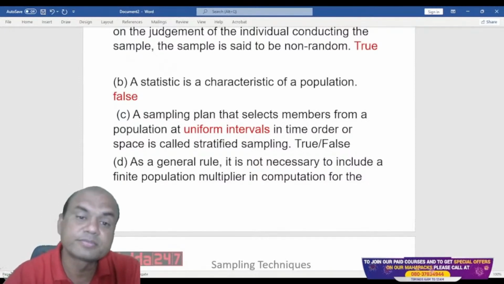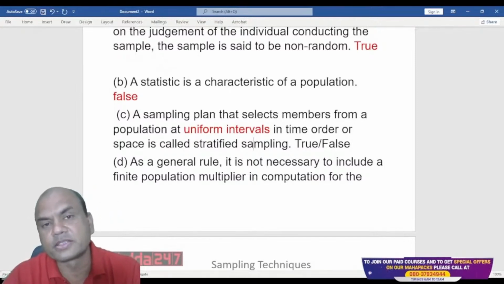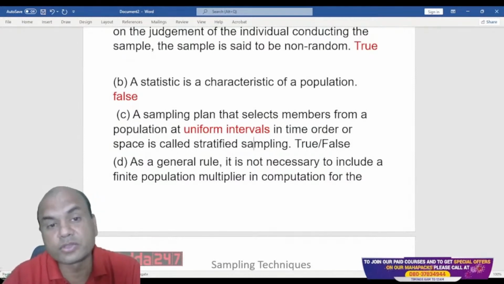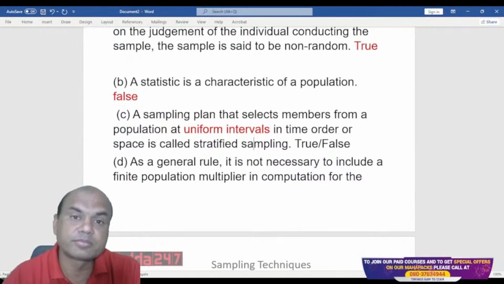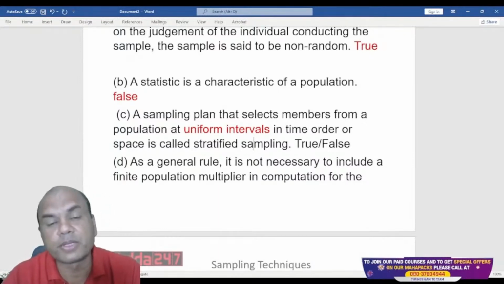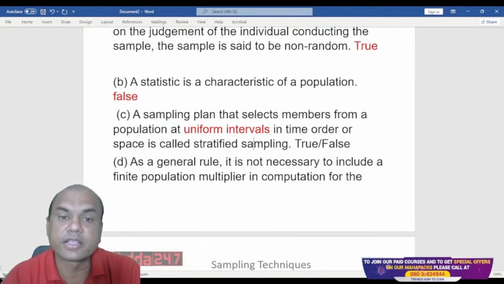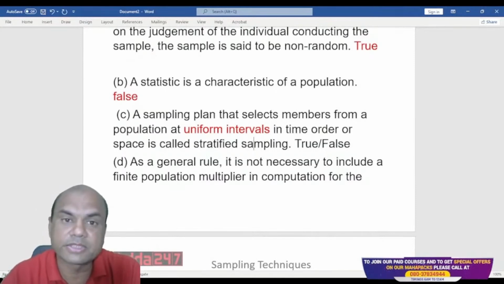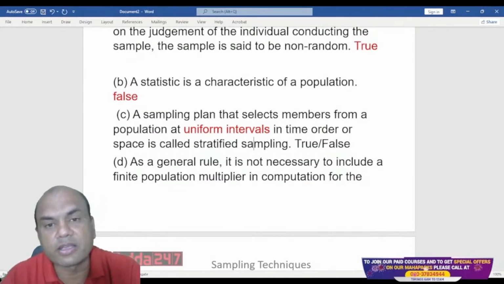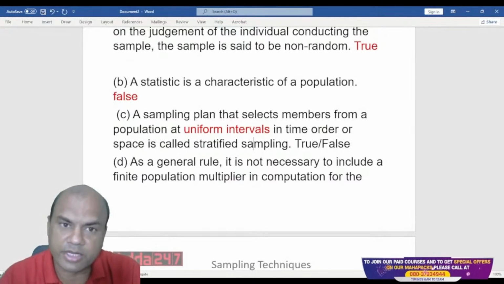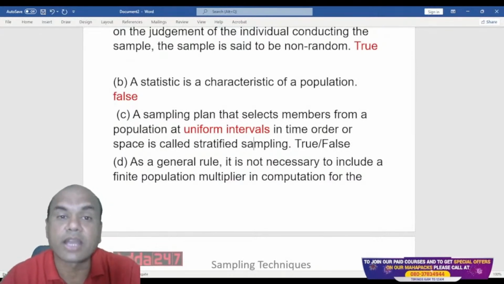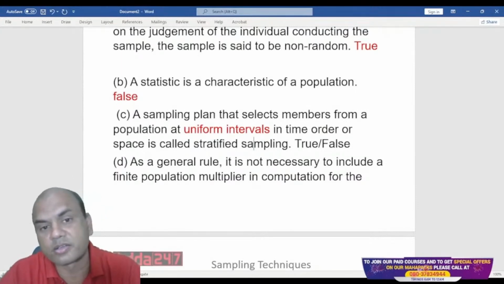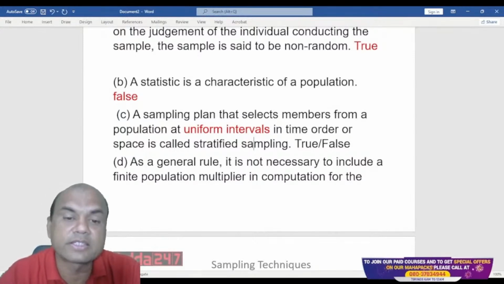Firstly, what are the types of sampling? Probability sampling. There are 4 types of probability sampling. What are those? One is simple random, second is systematic, third is stratified, and fourth is cluster. Got it? So here, is stratified the right answer or not?